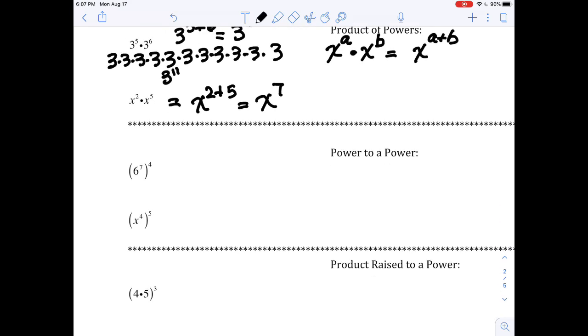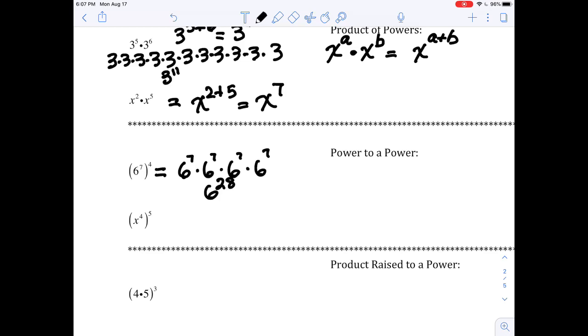Second shortcut. We have 6 to the 7th in parentheses raised to the 4th. So if we follow what we discussed earlier, that would mean that we would write 6 to the 7th 4 times. So we would use that as a base 4 times. And then if we follow the previous example, we would expand and we would write that 6 as a factor 7 times, and then 7 times, and then 7 times, and then 7 times, which we're obviously not going to do. And so our shortcut would then be to add those all up, and that would be 6 to the 28th power, because 7 plus 7 plus 7 plus 7 is 28.